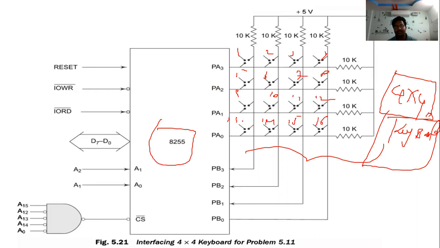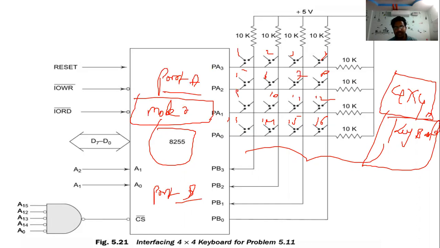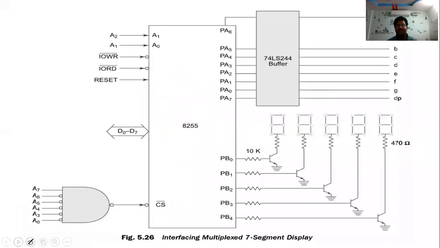For connecting the rows, we are using port A. For the columns, it is used as port B. So we can operate it by 8255. We are connecting 8255 for this keyboard. It may be operated in mode 0, because in this mode we are using both port A as well as port B. So this is the display control. This is the display. For port A we are using it as the connected display.